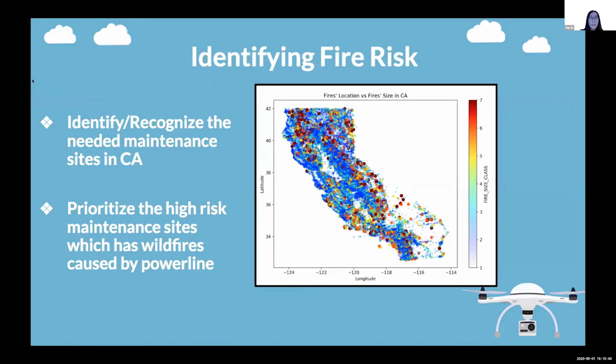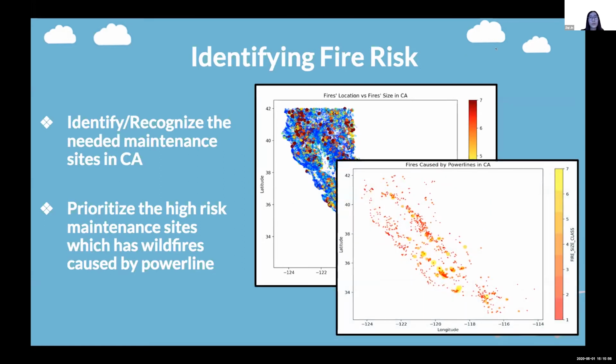As the first step, we used a database for wildfires that occurred in the United States from 1992 to 2015, which includes around 2 million wildfire records. As we are focusing on the fires that are caused by the power lines, we filter out the power line fires. In total, there are more than 1,000 records, as we can see in the diagram.